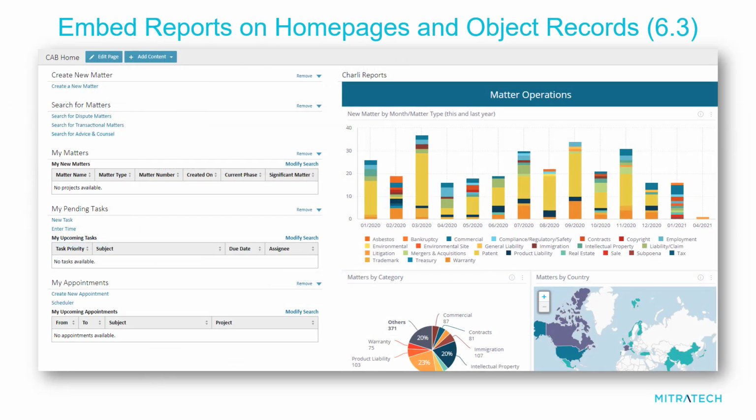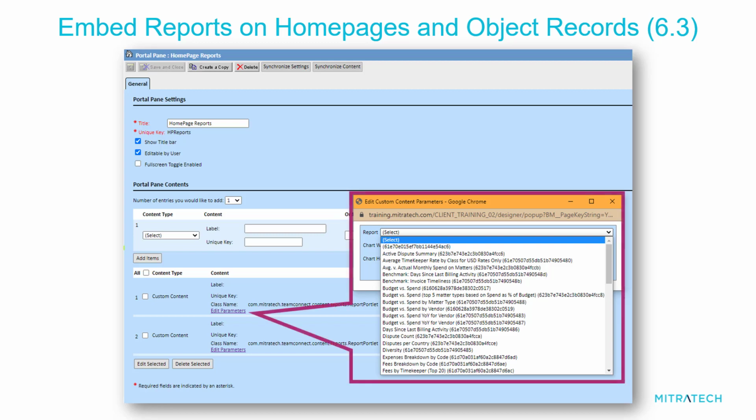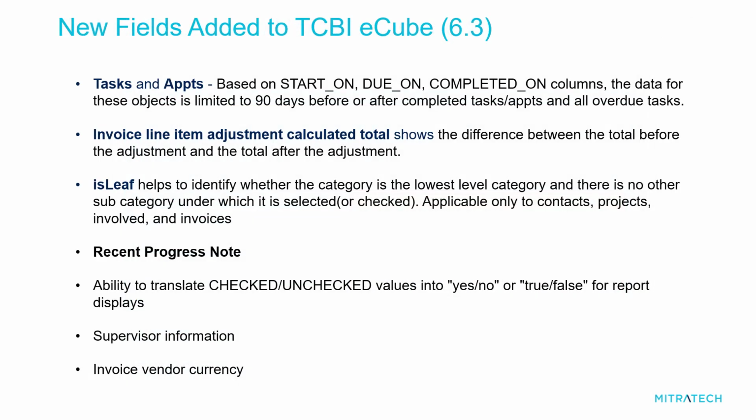In the world of TCBI reporting, as of TeamConnect 6.3, TCBI dashboards and widgets can now be embedded in portal panes for use on home pages. This is done by copying the My Reports portal pane and adjusting the parameters to select the widget and/or dashboard you'd like to include in that portal pane. There's also a new starter dashboard for vendor relations, and several new fields have been added to the eCube in 6.3.